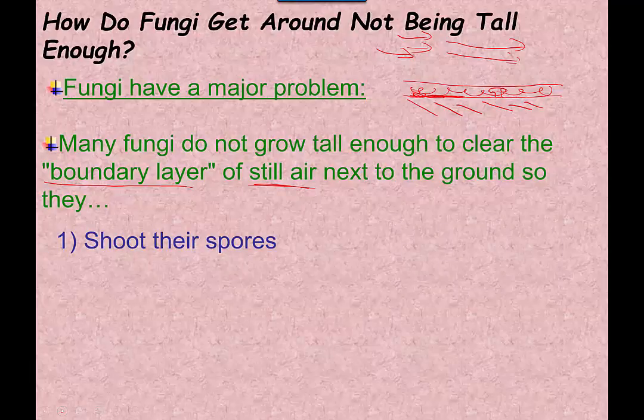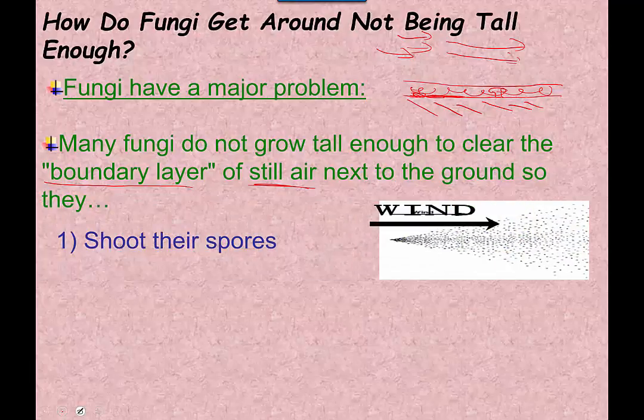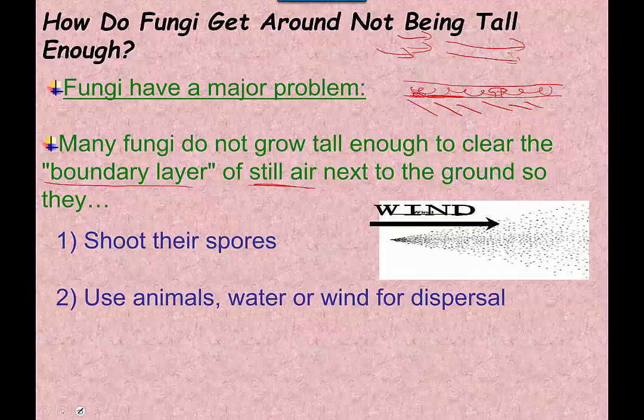So they have developed a mechanism. They have evolved to have a mechanism that allows them to shoot their spores into the wind. Okay, which is why when we think about a puffball exploding out, that's why they do it. There's a lot of pressure inside so that it can burst out and shoot the spores upwards or out.